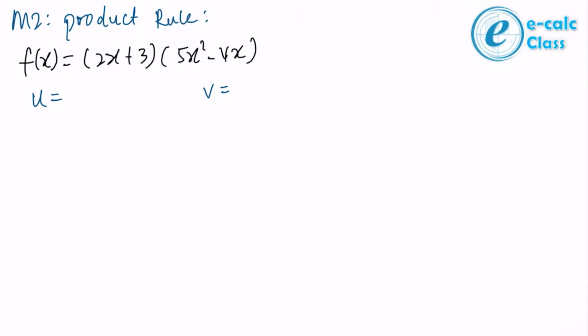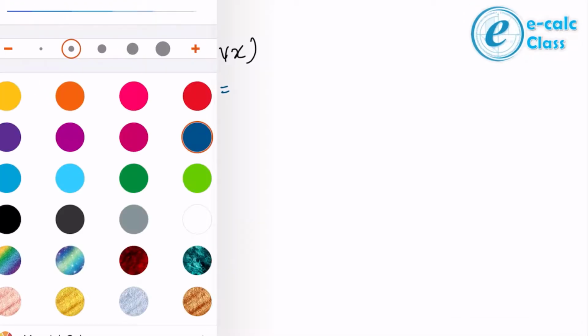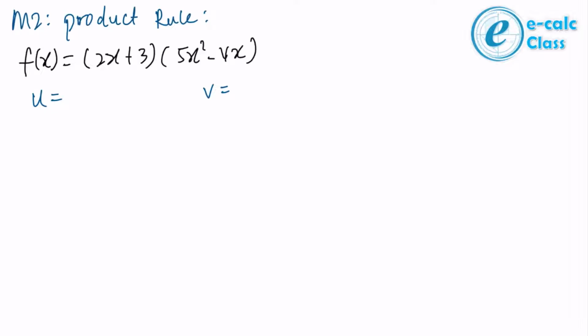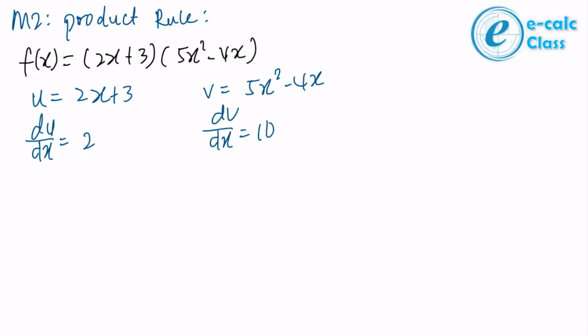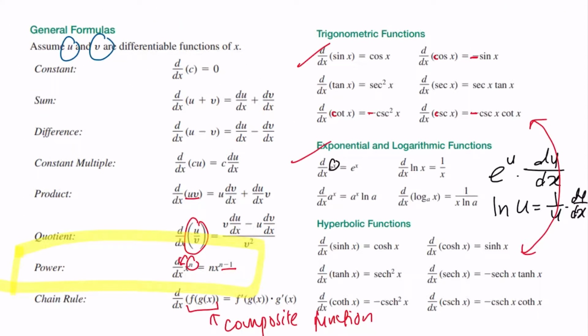For product rule, it actually doesn't matter, because u times v is the same as v times u, isn't it? But for quotient rule, it is different. U over v is different from v over u, okay? So for product rule, 2x plus 3, so du dx will be bring down power minus 1. 5x squared minus 4x, so dv dx is 10x minus 4. Then your f prime x will be, go back to the formula, u dv dx, v du dx.